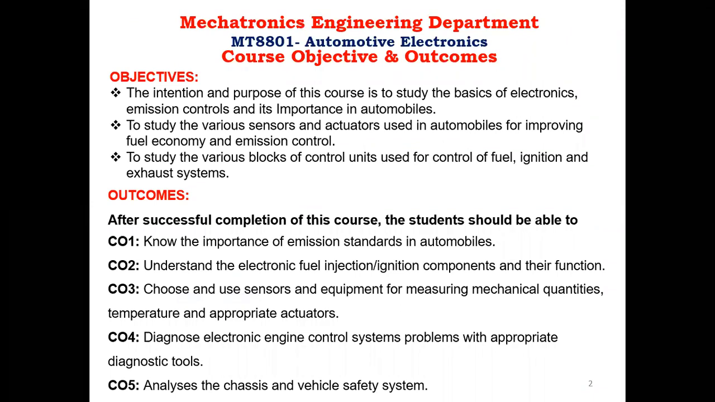So this is a core subject, Automotive Electronics, and its outcomes. Unit outcomes: CO1, know the importance of emission standards in automobiles. CO2, understand the electronic fuel injection or ignition components and their function. CO3, choose and use sensors and equipment for measuring mechanical quantities, temperature, and appropriate actuators. CO4, diagnose electronic engine control system problems with appropriate diagnostic tools. CO5, analyze the chassis and vehicle safety systems.